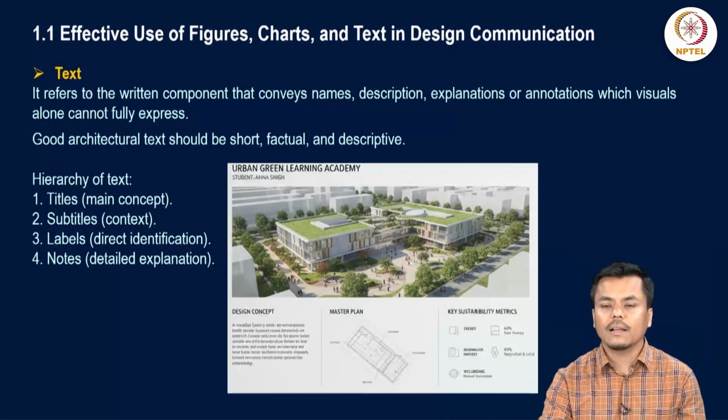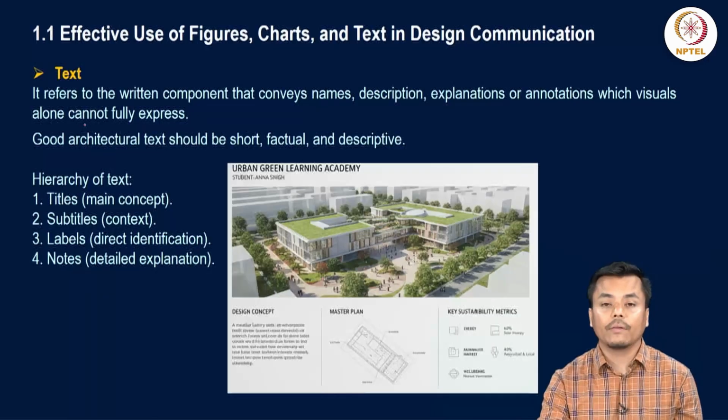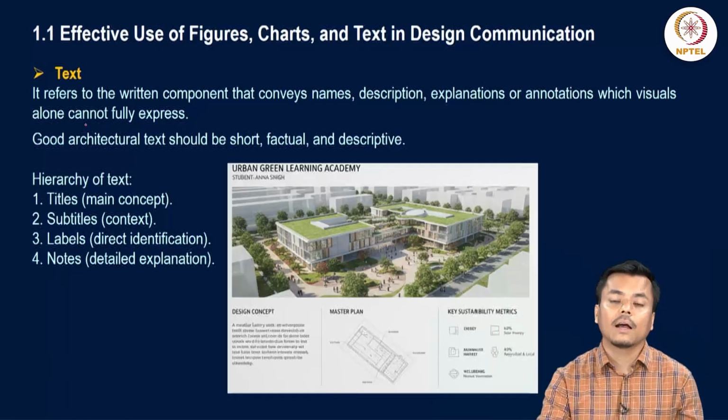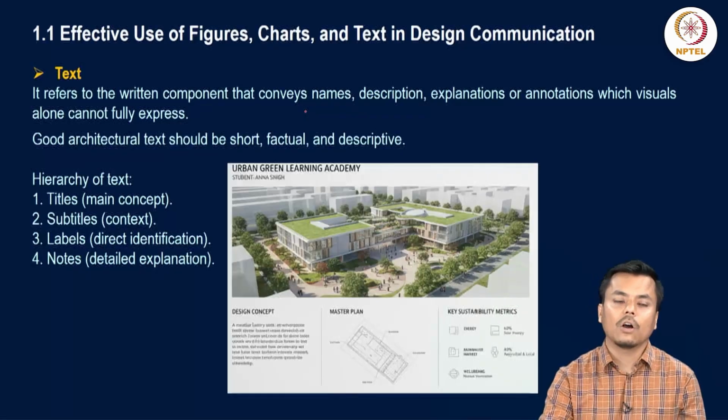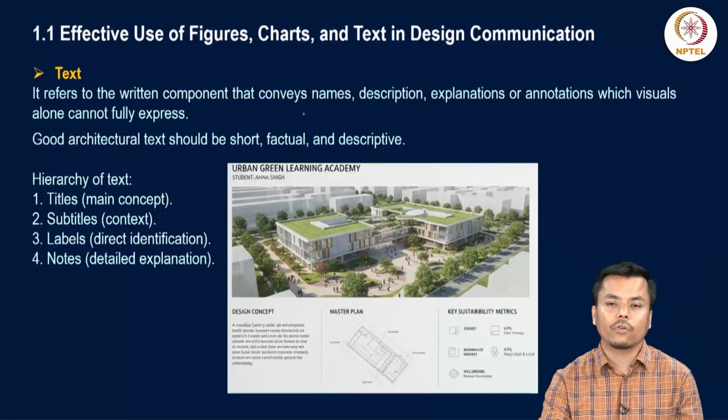To understand the importance of text and how it is to be represented, in what different forms does text appear in your sheet? So what is text actually? It refers to the written component that conveys the names, descriptions or explanations, or even the annotations to the technical drawings that you prepare. Good architectural text should be short, factual and descriptive, as shown here in the image, where only enough description about the project is discussed.